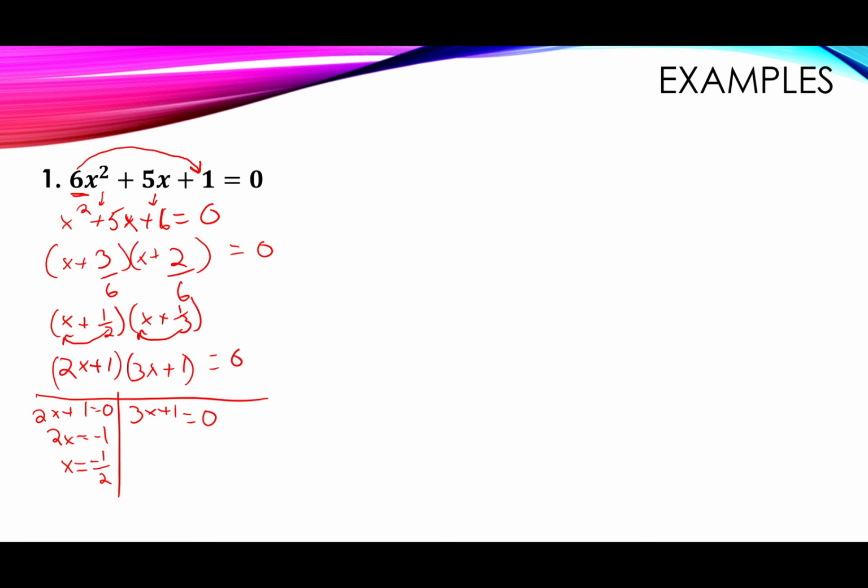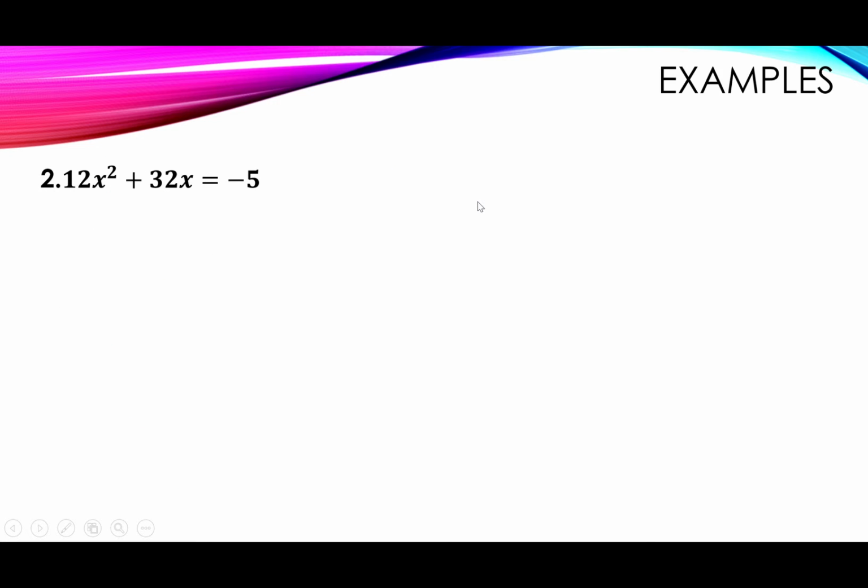On the right side, I do pretty much the same thing. I'm going to subtract 1 on both sides. That's going to leave me with 3x equals negative 1. Then I'm going to divide by 3 on both sides because I need to get the variable alone. x equals negative 1/3. Again, use the curly brackets: negative 1/2 and negative 1/3 are the roots for this quadratic. All right, let's do another one.